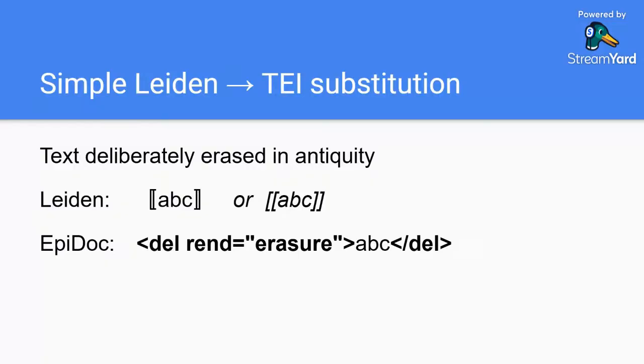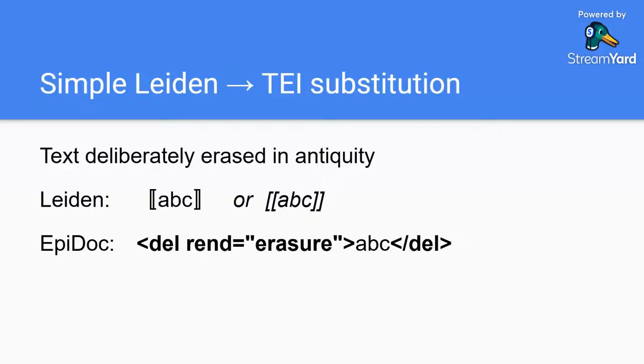We have text that in Leiden is presented either with these hollow square brackets, or sometimes it's easier to type just 2 square brackets. So you've got a double square bracket, and this means that the text was erased in antiquity usually, and we can either read it or we can guess what is there. So we simply use the TEI element del, which means deleted.